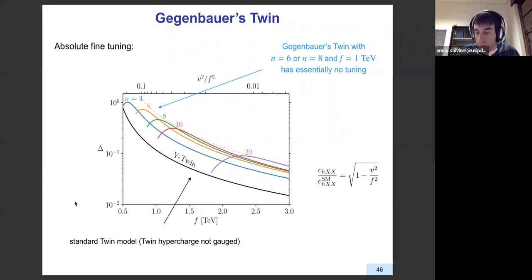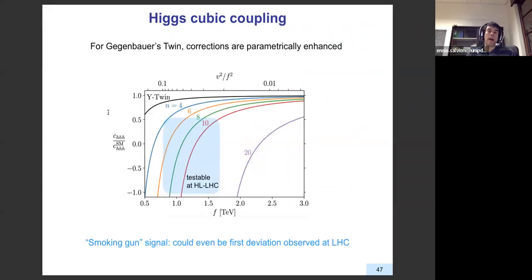Before concluding, let me just show you the trilinear coupling, which is, I think, the last bit. So now what we were discussing before really happens. The potential is dominated by a Gegenbauer, and so the trilinear is very different from the standard model. For example, if you look at f equal 1 TeV, which is my imaginary benchmark here, then for n equals 6, I'm sitting at 0.3 or so in units of the standard model. And if I have n equals 8, I am sitting at minus 0.5 or so. So these are very far away from the standard model.